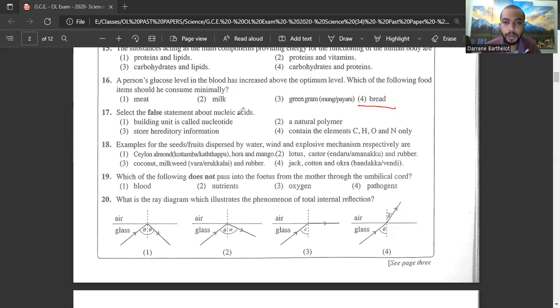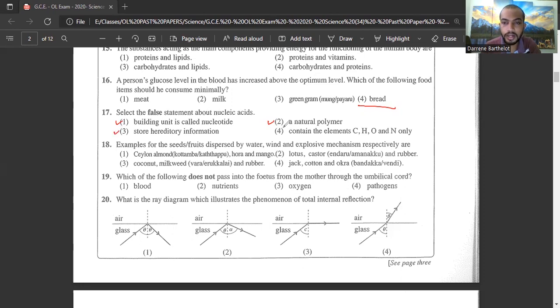17. Select the false statement about nucleic acid. Number 1, they say that the building unit is called a nucleotide. That's correct. Then nucleic acid is a natural polymer. That's also correct. It is forming naturally. Third one, store hereditary information. That's also correct. All the genetic information is stored in nucleic acids as DNA or RNA.